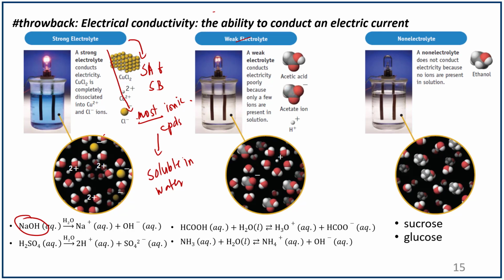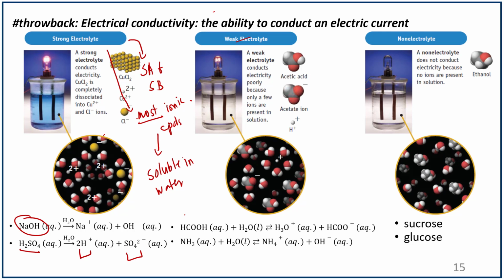We also have strong acids. For example, H2SO4, sulfuric acid, is a polar covalent compound, but it still is a strong acid. It breaks up into two hydrogen ions and a sulfate ion.